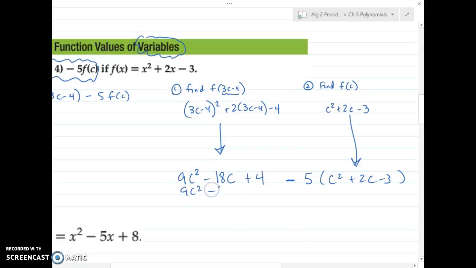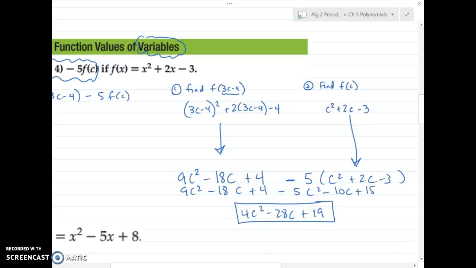All right, so I'm going to get rid of that line now, and I'm going to do some distributing and then combine like terms. Minus 5c squared minus 10c plus 15. Now combine like terms: 4c squared minus 28c plus 19.